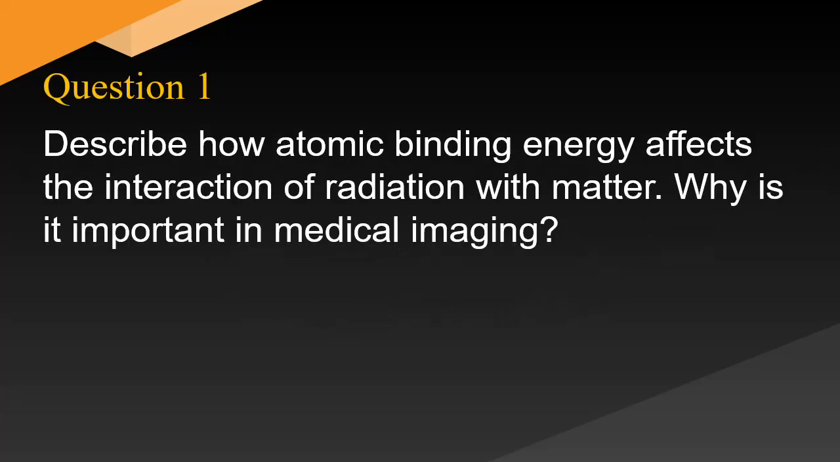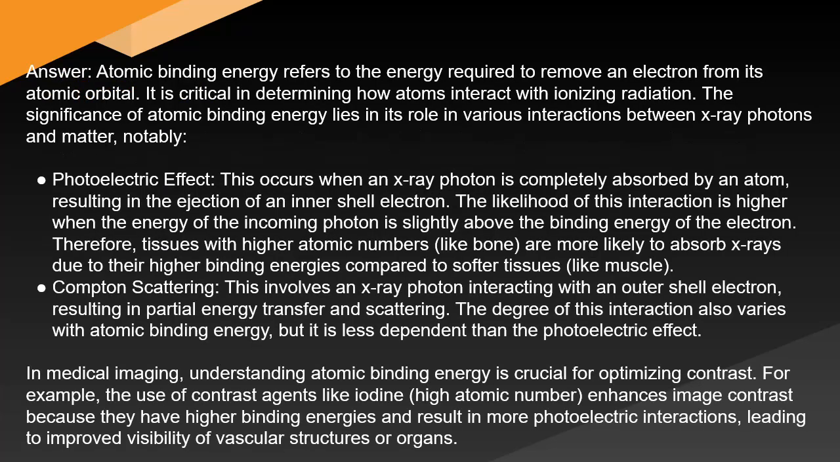Describe how atomic binding energy affects the interaction of radiation with matter. Why is it important in medical imaging? Answer: Atomic binding energy refers to the energy required to remove an electron from its atomic orbital. It is critical in determining how atoms interact with ionizing radiation.